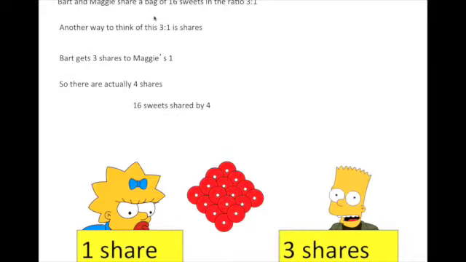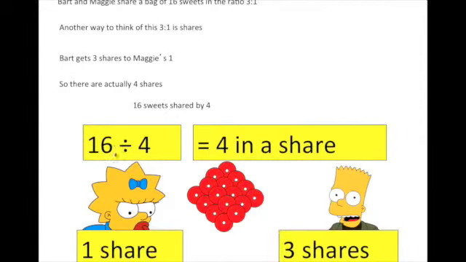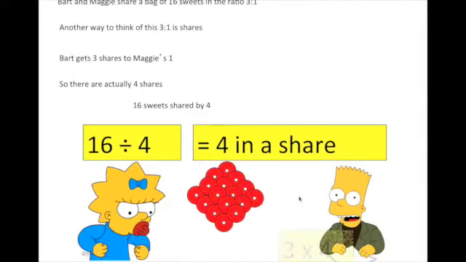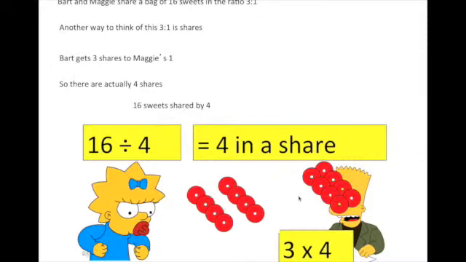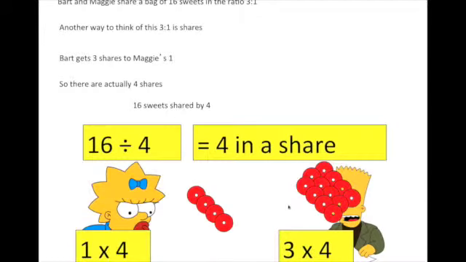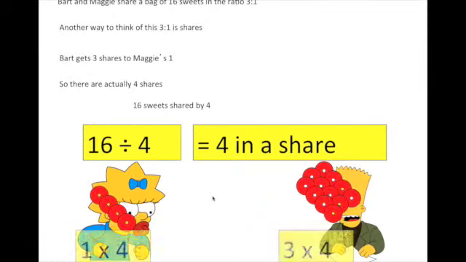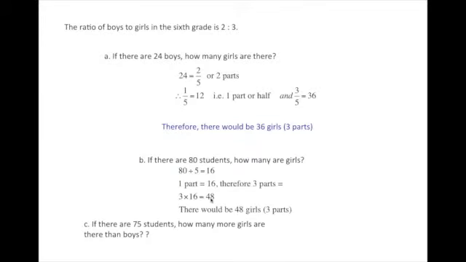So 1/4 of 16 is the same as saying 16 divided by 4, which, as you know, is 4. So that is what 1 portion equals, and it is also what Maggie is going to get. She's going to get 4 lollies. Bart's going to get 3 times 4, which will be 12. So he's going to get 12 lollies. Gee, they're big lollies. And Maggie's going to get 4 lollies, which is probably wrong for Maggie to do, being a baby, and it's bad for her teeth.